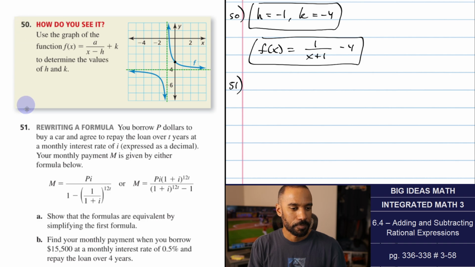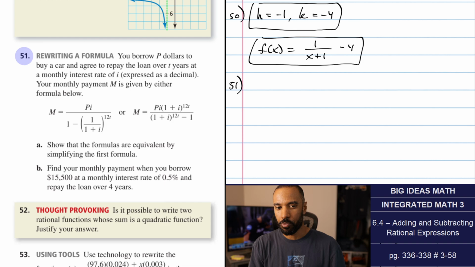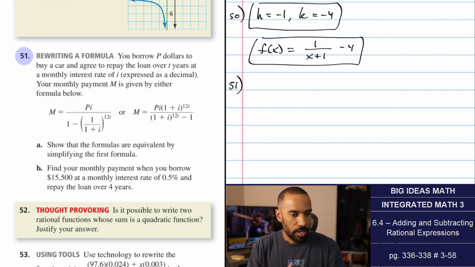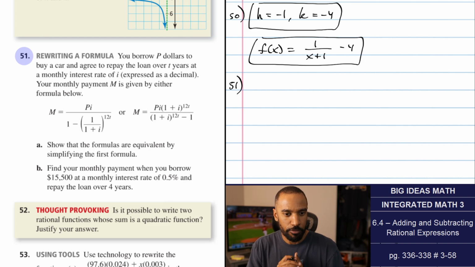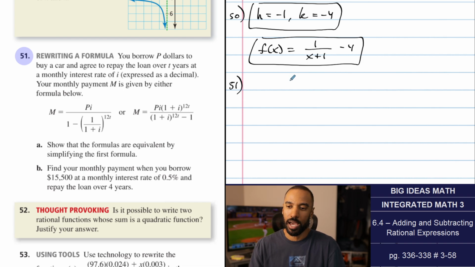Number 51. You borrow P dollars to buy a car and agree to repay the loan over T years at a monthly interest rate of I, expressed as a decimal. Your monthly payment M is given by either formula below. So I'm guessing one is a simplified version of the other. So I don't know if they're saying which one do you prefer or what. M is this or M is that. Now I prefer the one on the right side. It's not a fraction within a fraction. Show the formulas are equivalent by simplifying the first formula. Okay, so we got to simplify on our own.